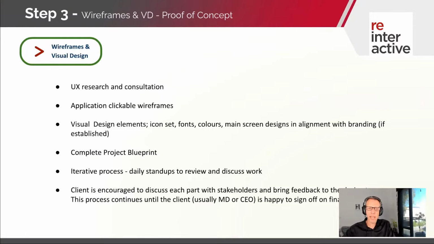We then add to that a visual design element. Visual design includes the icon set, the fonts, the colors, and the designs of the main screen. We're not going to design every single screen, but the main screen, so we have a template. This will be used by the developer later on to start building out the actual process itself. It includes all of the branding of the business, which at this time can be defined if it's not already, but if there's an existing branding guideline from a marketing team, then we'll apply that to it.